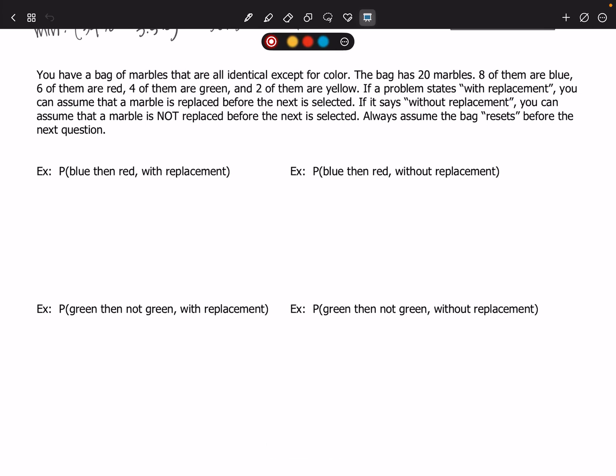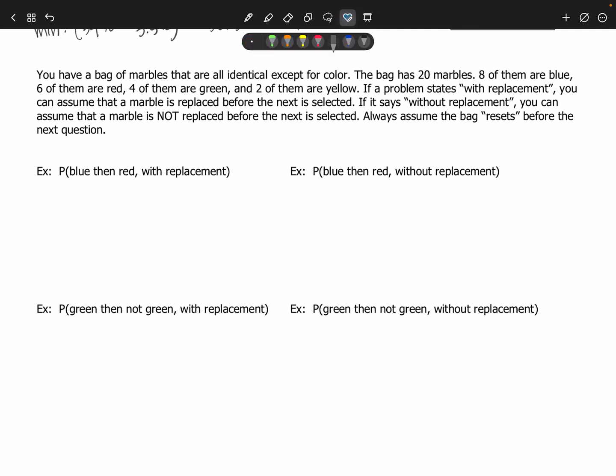Greetings. We're going to talk about probability with a bag of marbles. And this particular bag of marbles has 20. 8 of them are blue, 6 of them are red, 4 of them are green, and 2 of them are yellow. Now, if a problem states that you are with replacement, you're performing a probability with replacement, you can assume that a marble is replaced before the next is selected. If it says without replacement, you can assume that a marble is not being replaced before the next is selected. And then always assume that the bag resets before you do the next example.